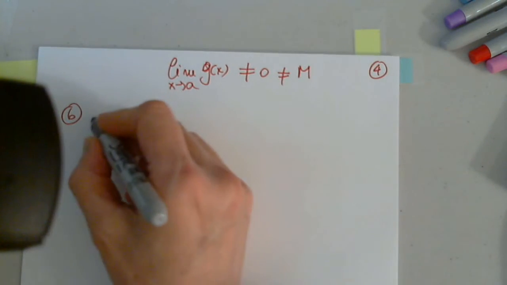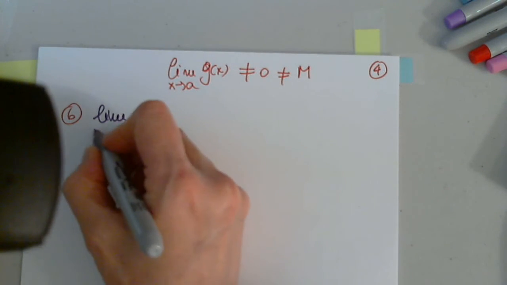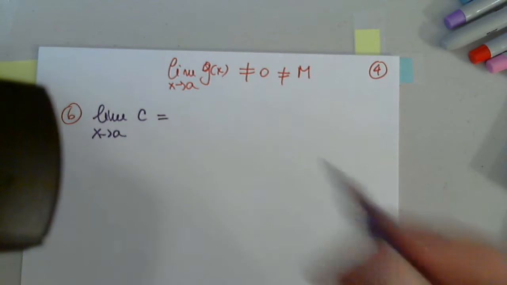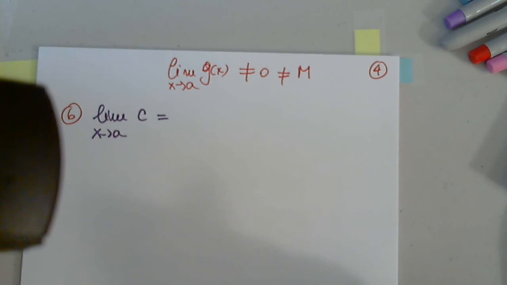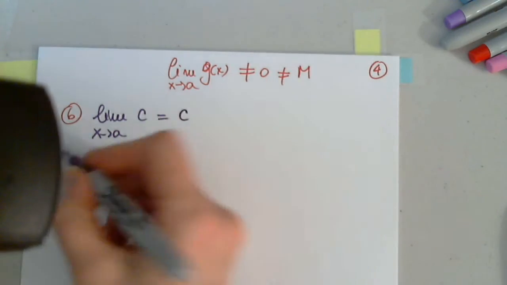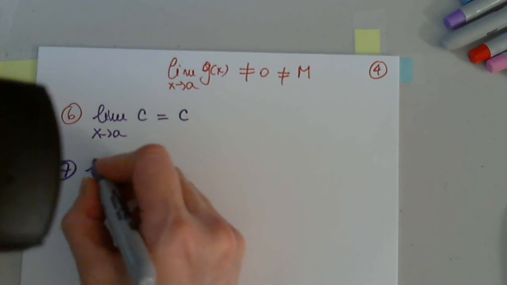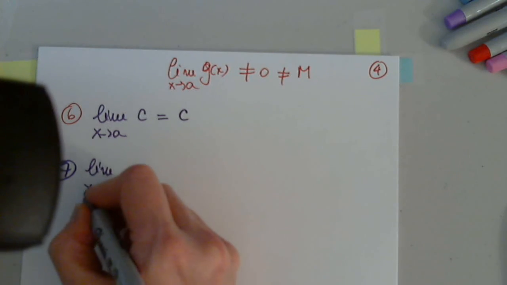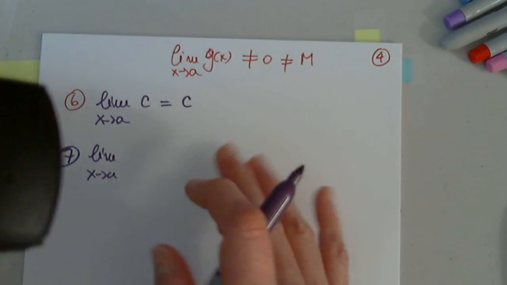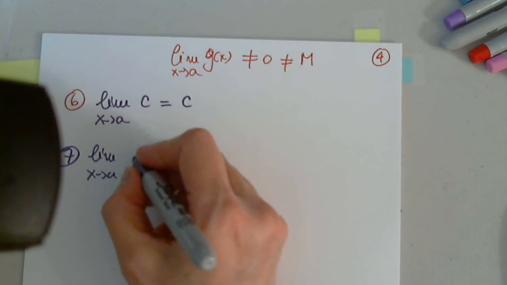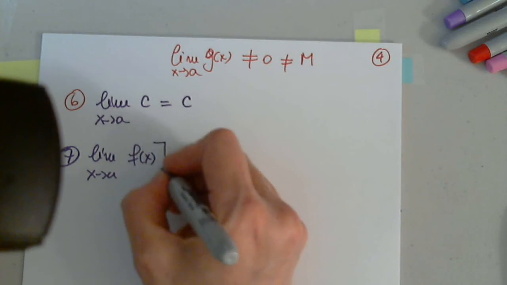Okay, the limit of a constant as x approaches a. What do you think? Nabiha, what do you think? It would just be the constant. Absolutely. Number 7, limit as x approaches a. And now we're going to look at some powers of f of x raised to power n.